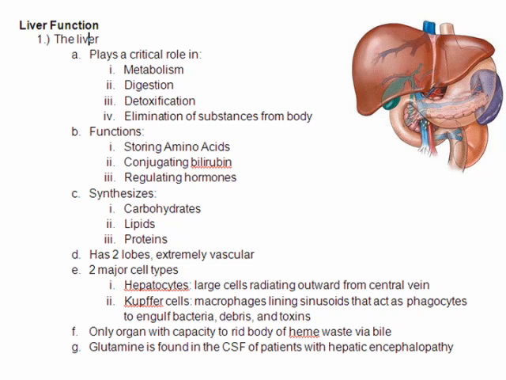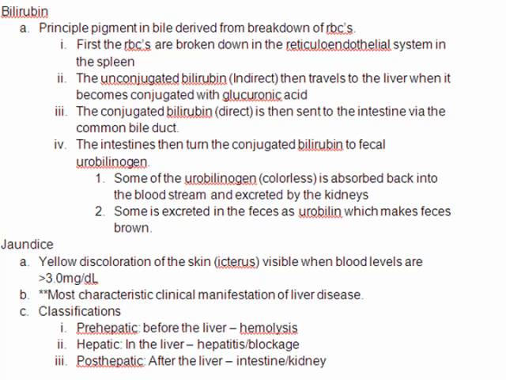Okay, starting with bilirubin. Bilirubin is the principal pigment in bile derived from the breakdown of RBCs. So first, the RBC takes a little ride through the bloodstream and makes it to the reticuloendothelial system within the spleen. Once they become broken down, the different parts of the RBC go to different places. There's iron that's broken down and things like that.